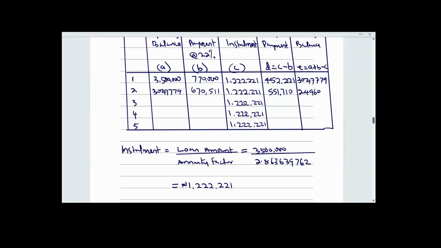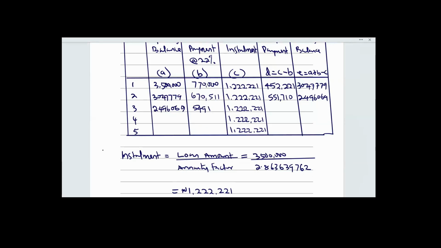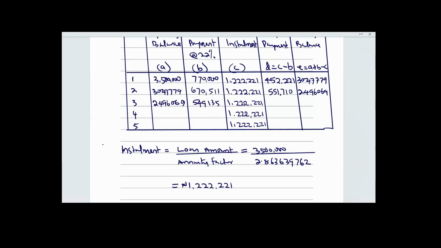2,496,069. So that's the closing balance at the end of year 2, which will become the opening balance at the beginning of year 3. Then I will multiply the interest of 22% on that. Multiply by 0.22. 549,135. That's the interest for year 3.